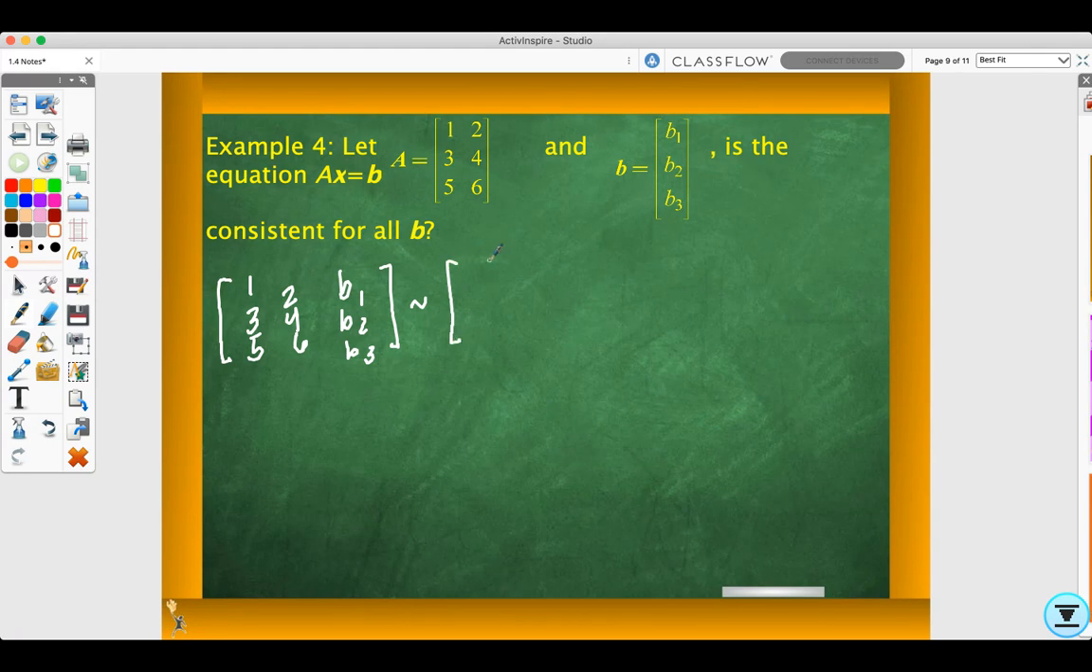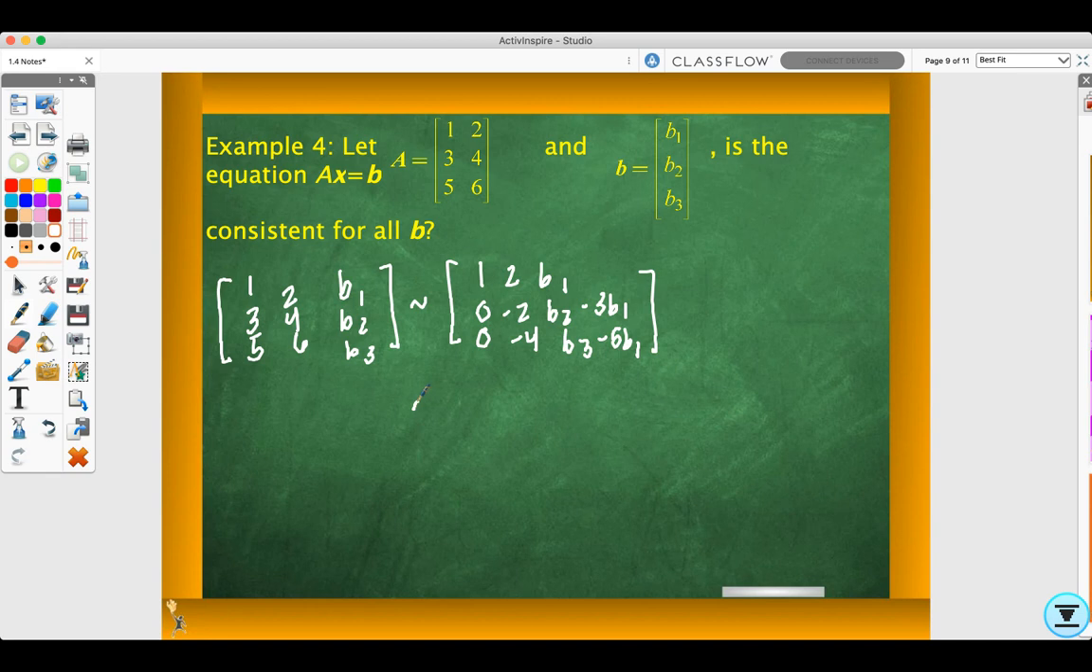So this could become 1, 2, b1, and I could take row 2 minus 3 row 1 and get 0, negative 2, b2 minus 3b1. And with the last one, I could take row 3 minus 5 times row 1 and get 0, negative 4, b3 minus 5b1.